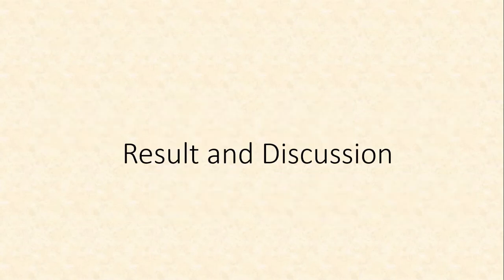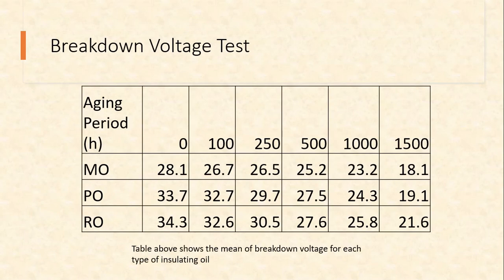Now I'm going to talk about the results and discussion. This table shows the mean of breakdown voltage for each type of insulating oil. We can see from the table that the breakdown voltage for all types of oil has decreased. But the rapeseed oil still remains the highest among the other two types of oil throughout the whole thermal aging process.